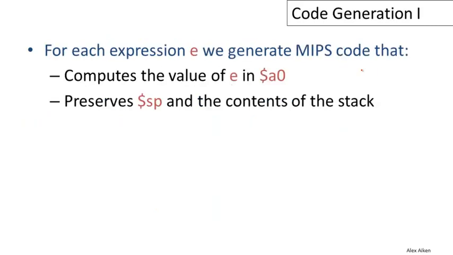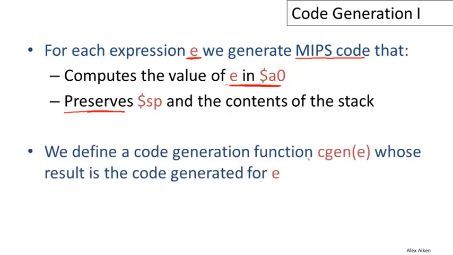Now, to do code generation for this language, we need to generate code for each expression E. We need to produce MIPS code for each expression E that accomplishes two things. First of all, that code is going to compute the value of E and leave it in the accumulator A0. So when the code for E is done, the value of E will be stored in the accumulator. And furthermore, the generated code for E is going to preserve the stack pointer and the contents of the stack. That means whatever the stack is when we started executing the code for E, the stack will be exactly the same after we're done executing the code for E.